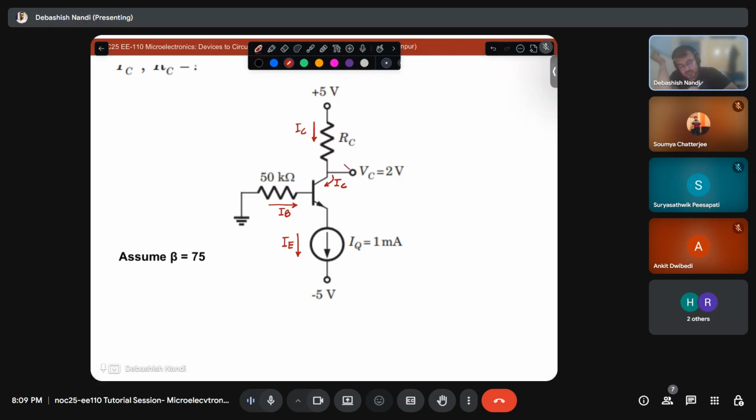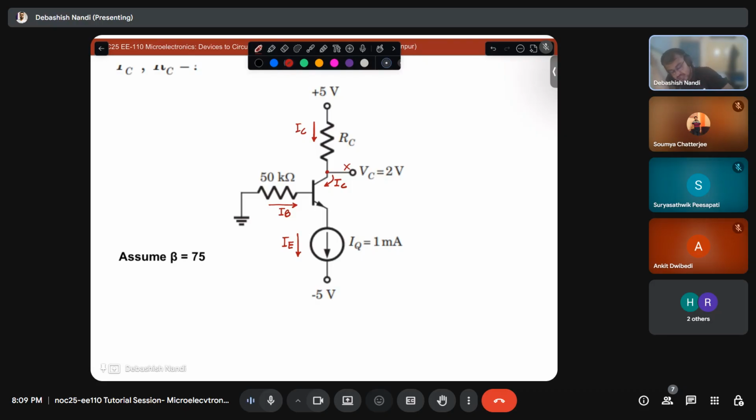Because there is no current flowing through this terminal. This is an open circuit. That node you are seeing, right? There is nothing connected to that node. It is just VC. This 2 volts does not mean there is a battery connected. If a battery were connected, it should have been signaled by some plus or minus. Fine. This is just the node potential. So it is an open circuit. So if you apply your KCL at this node, it is only IC flowing. Fine.